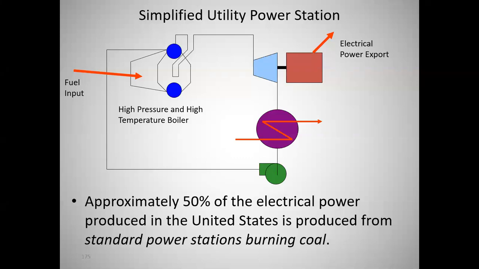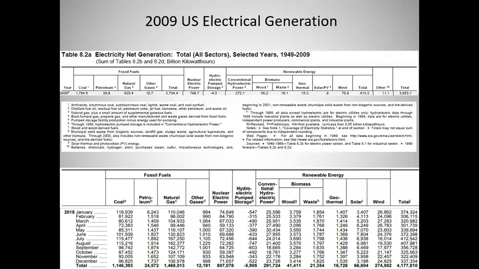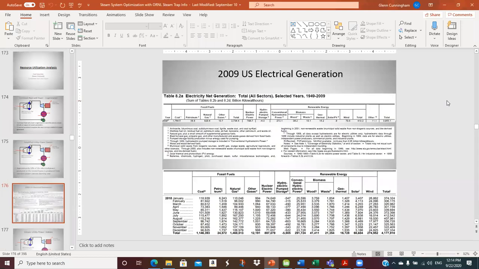Okay, so approximately 50% of electrical power produced in the U.S. is produced from our standard power stations burning coal. These days, that needs to be updated. We're probably down to 30, 35% coal. As you know, there's a big war on coal for the emissions and the CO2 and all that stuff. But that slide was probably made 10, 12 years ago, and it probably was 50% back in those days. This is data from '09, but I have recent data.